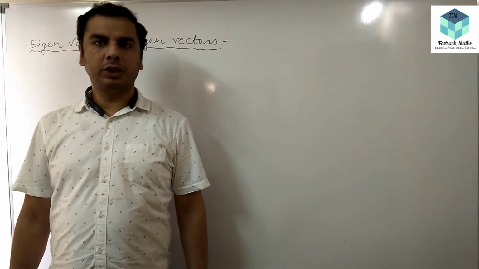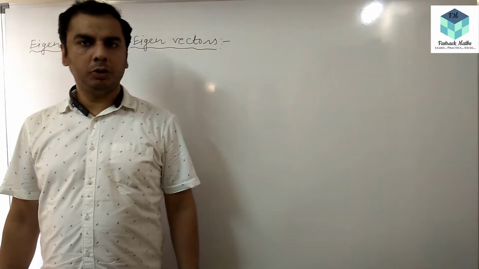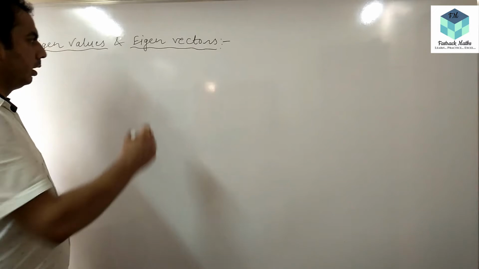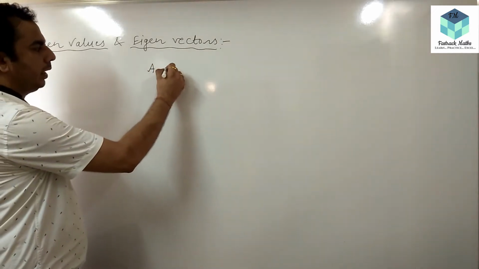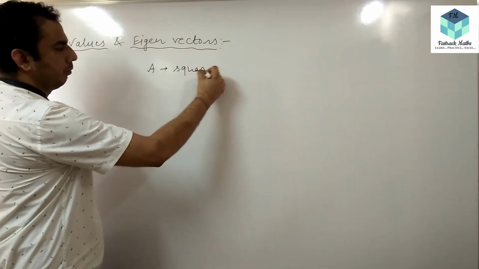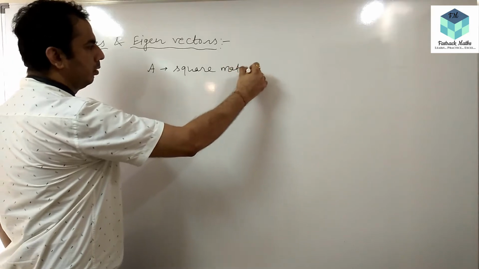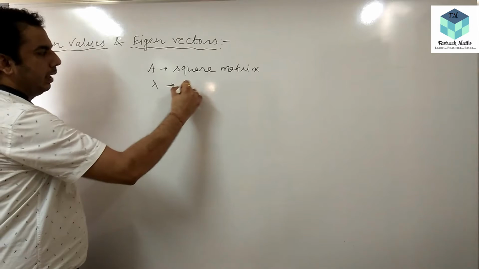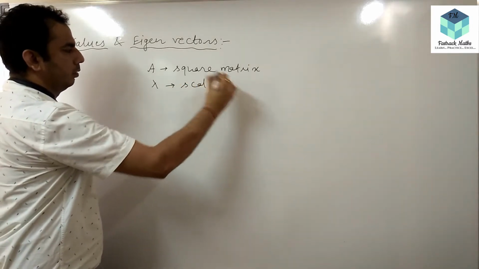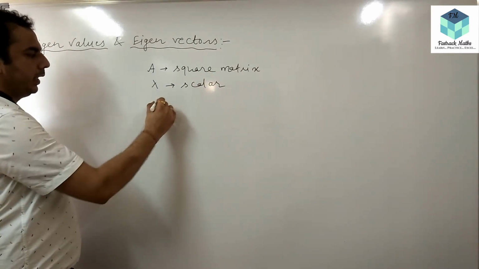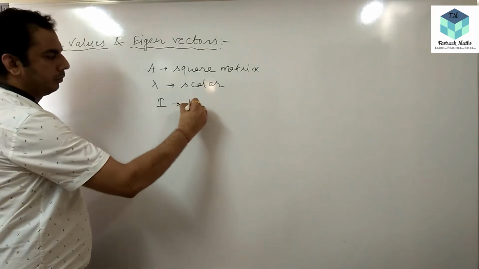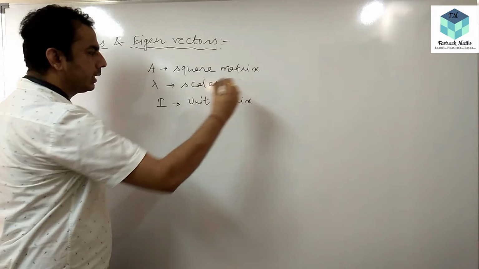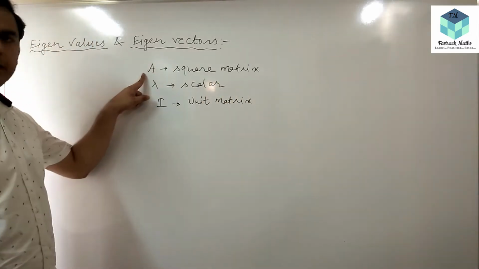Hello students, I am Gulshan Makkad and today we will start our new topic, eigenvalues and eigenvectors. So suppose we have a square matrix A, a scalar lambda, and an identity matrix I, or the unit matrix, which is having the same order as the order of this matrix A.